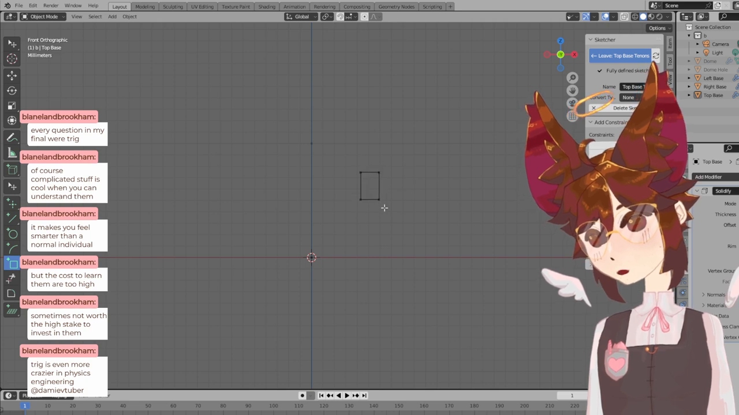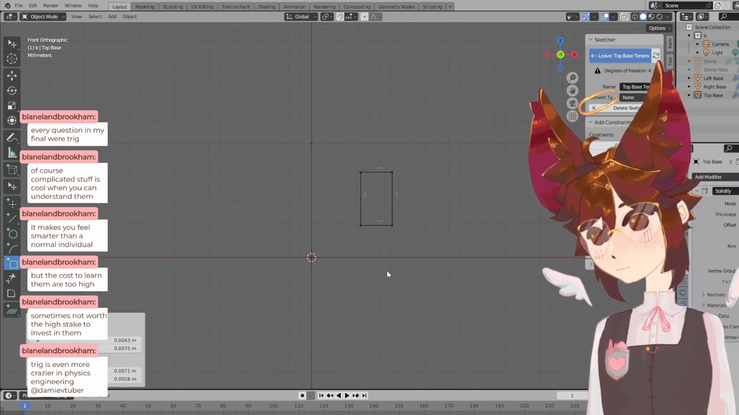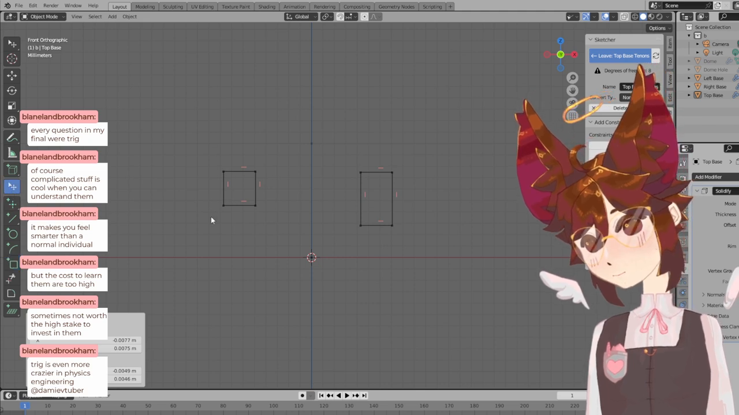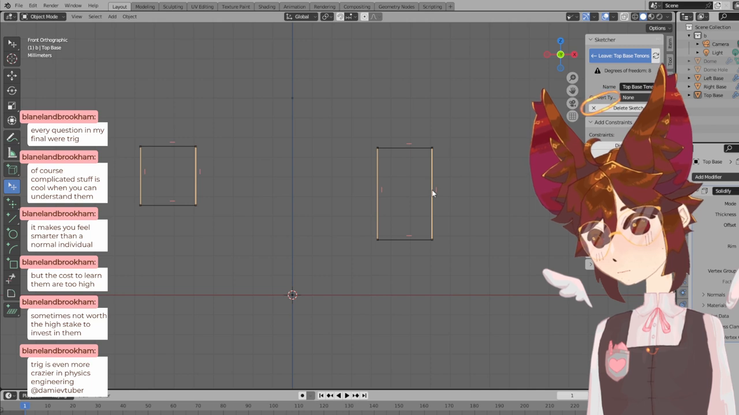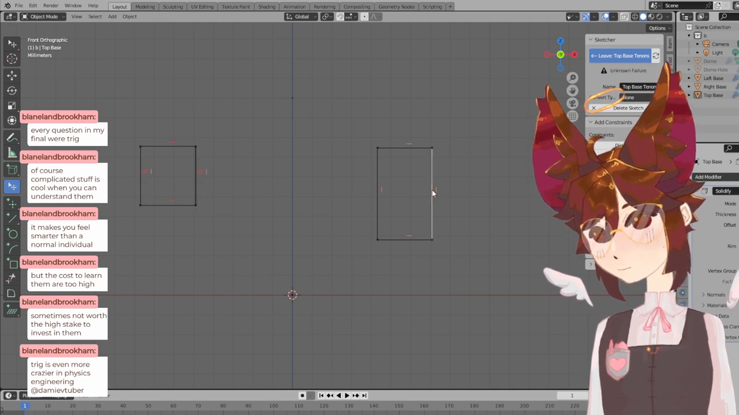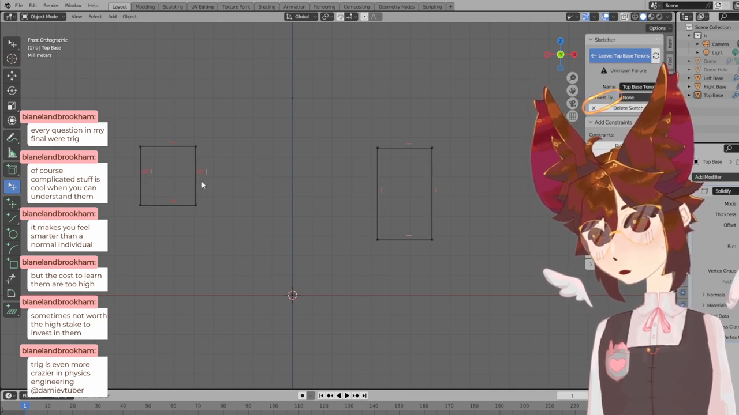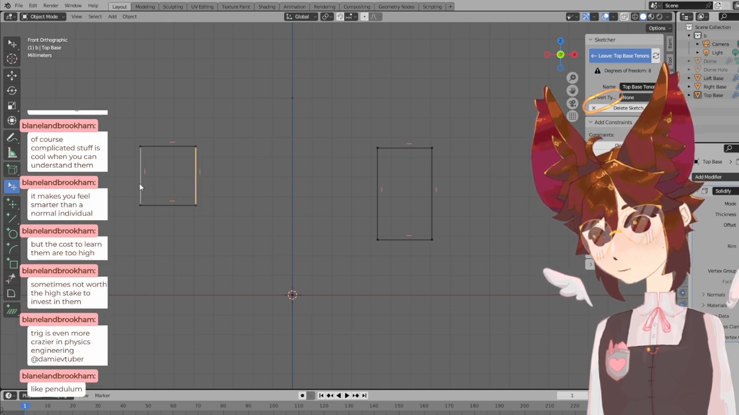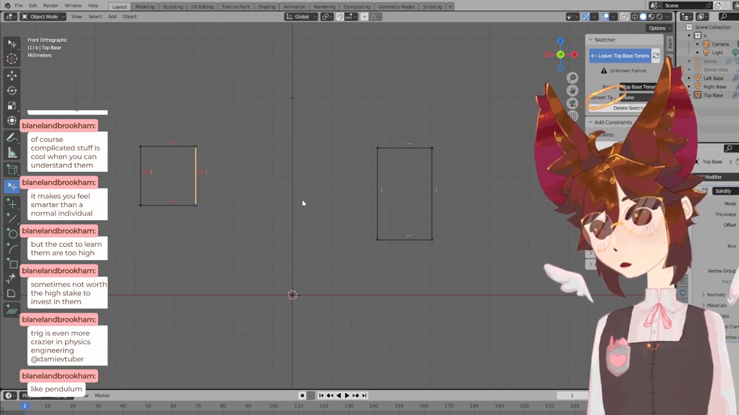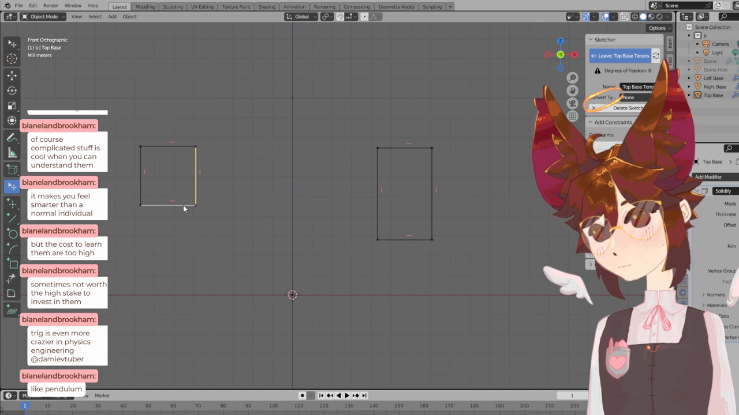Okay, this is gonna be really easy. I want two rectangles. One here. Okay, that's fine. Now, I want to make this and this and this and this equal. Okay, that didn't work. This and this equal. I don't know why that's... oh no, it is. Unknown failure? What the hell?